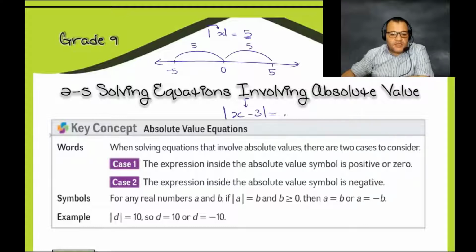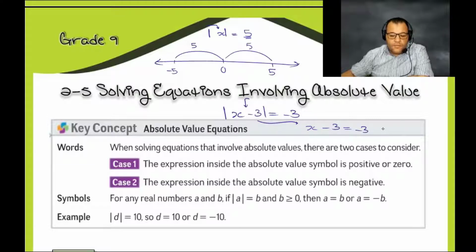What if I say that the absolute value of an expression is equal to negative 3? How can we solve that? Absolute value of x minus 3 equals negative 3. We said we will take the expression outside the absolute value, equal to negative 3.